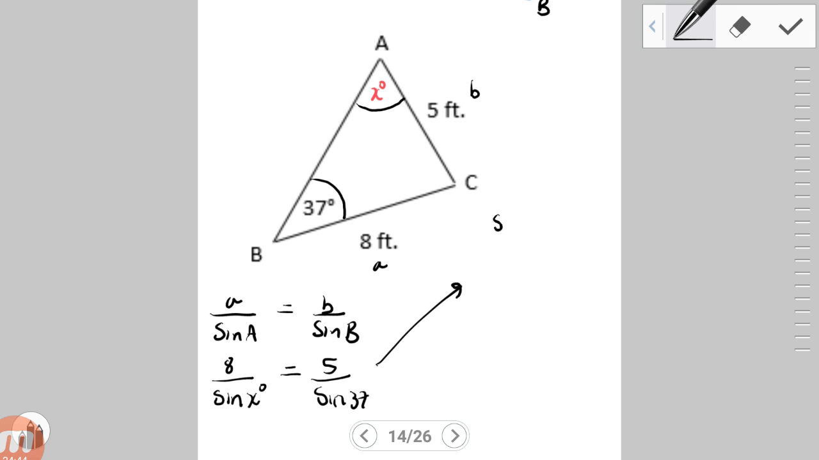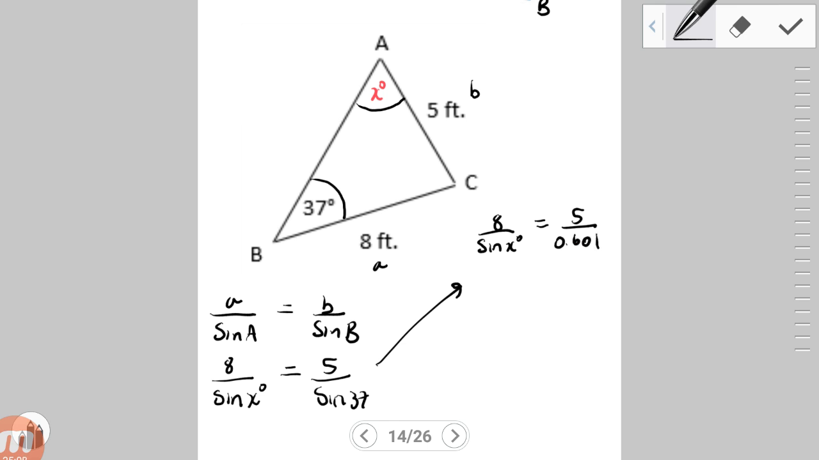So now you can see here that 8 will divide the sine of the angle that is marked by x degrees. Obviously, we don't know what that is. And so 5 will be divided by, and we can proceed on the calculator to finding the sine of 37 degrees.